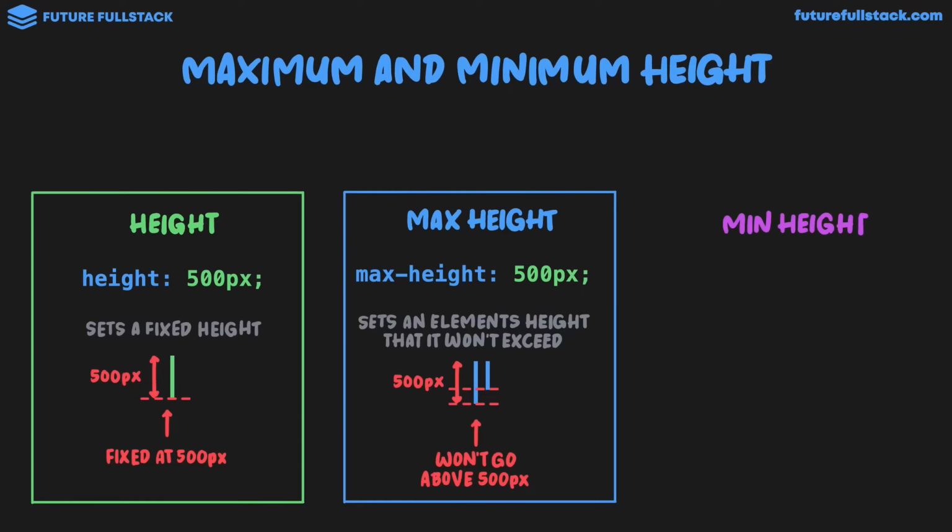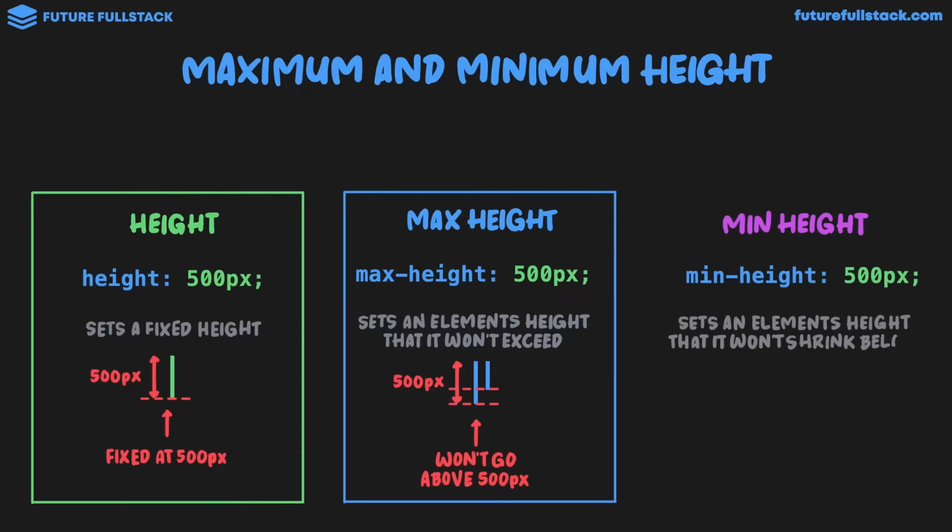Next up is min height. The CSS property looks like this, min-height, and this sets an element's height that it won't shrink below. We have our element here at 500 pixels, and the element won't go below 500 pixels. However, the height can expand beyond 500 pixels.